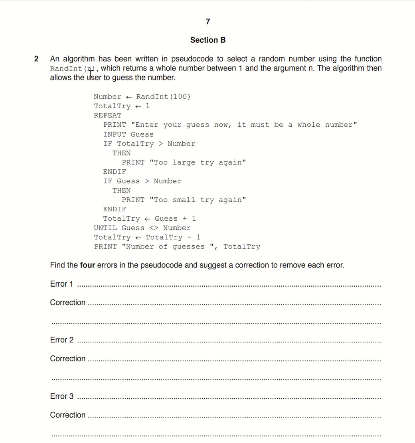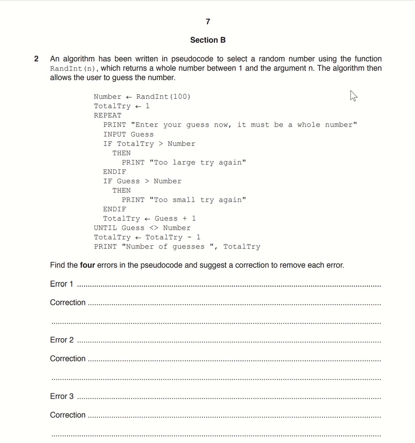Let's begin. This algorithm is written in pseudocode to select a random number using the function randint, and n in the brackets, which returns a whole number between 1 and the argument n. Like here, between 1 and 100, n is 100.